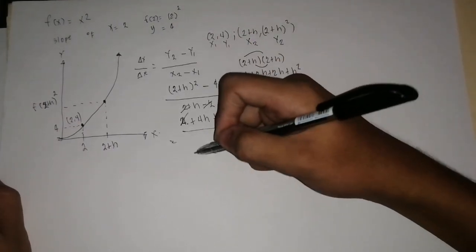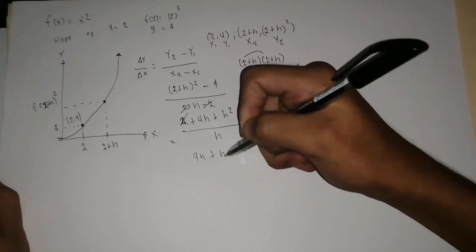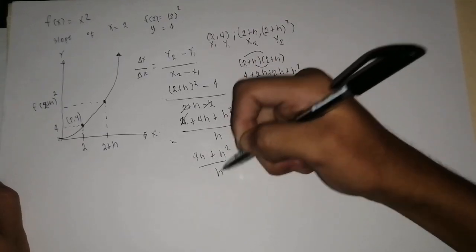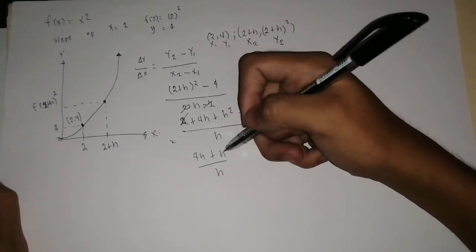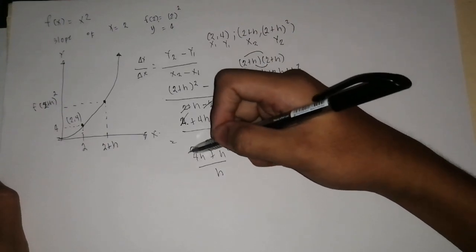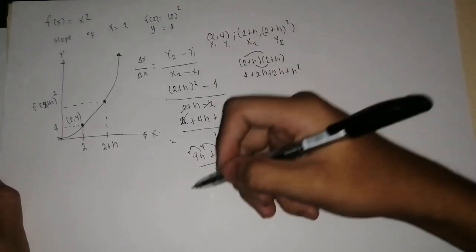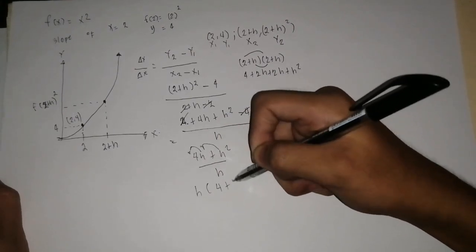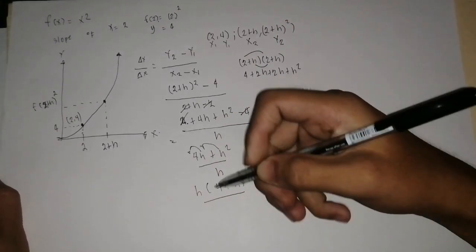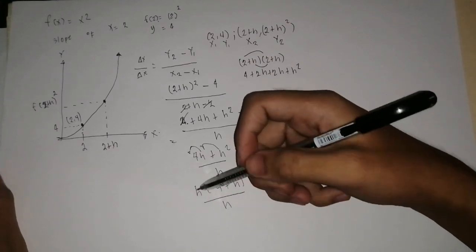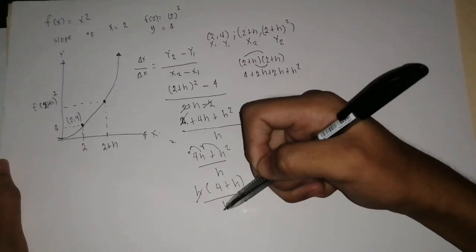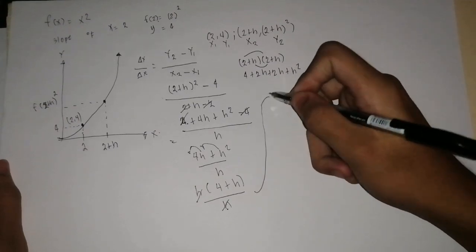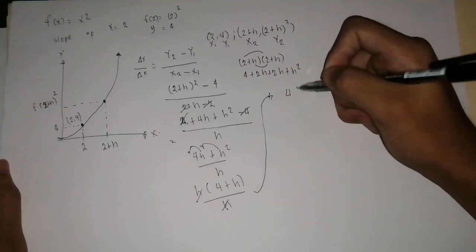Ang matitira na lang is 4h plus h squared over h. Then, since yung h, meron siyang h, ipa-factor out lang natin itong h, mapupunta siya dito. Then, ang mangyayari is h times the quantity 4 plus h, over h. Then, since may h sa taas, may h sa baba, pwede natin siyang i-cancel. Ang matitira na lang is 4 plus h.